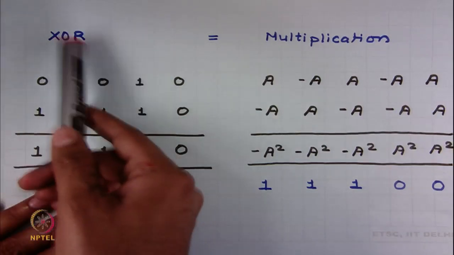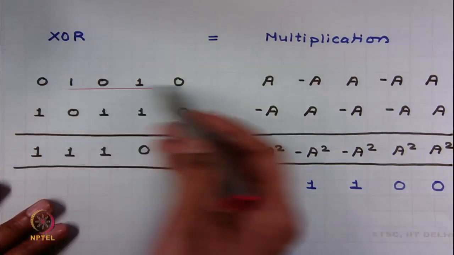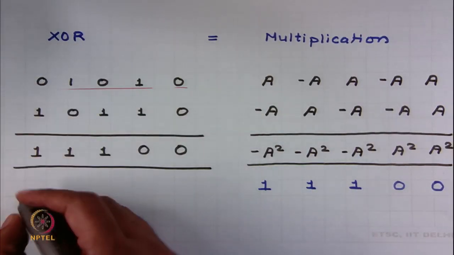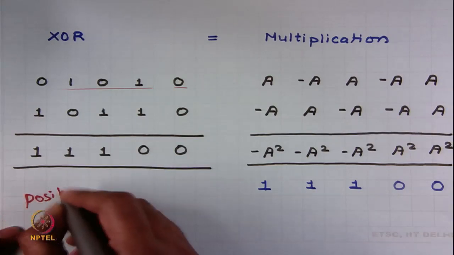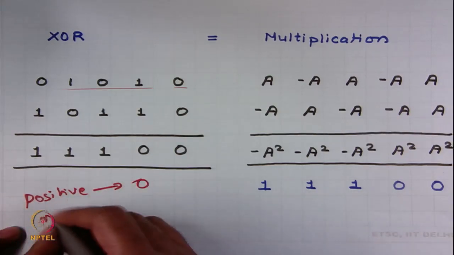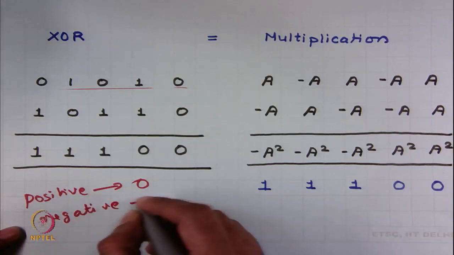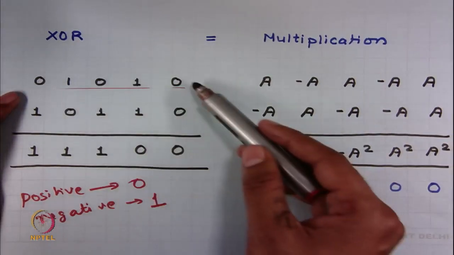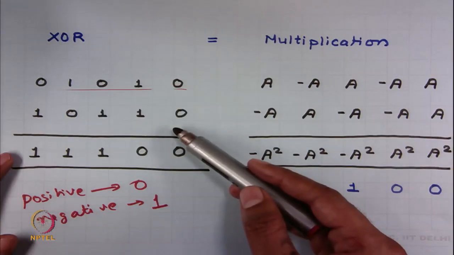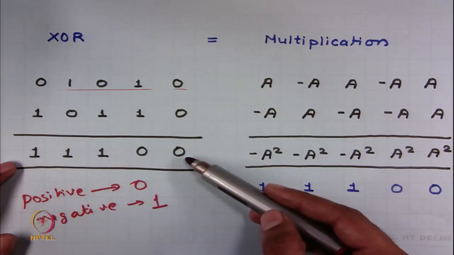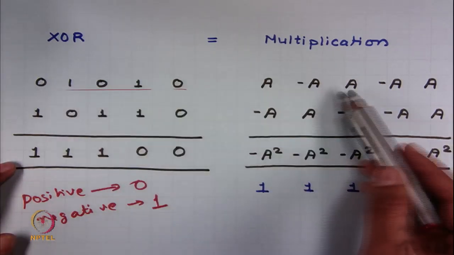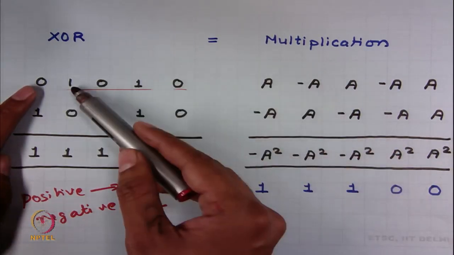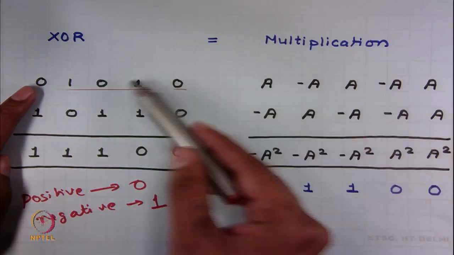So, if you do the XOR operation on binary sequences, for example, if I have these two binary sequences, and if I choose positive for the representation of 0 and negative for the representation of 1, and if I take the XOR operation of these two binary sequences, I obtain this sequence. In this case I am mapping positive voltage to 0, negative voltage to 1, positive to 0, negative to 1.